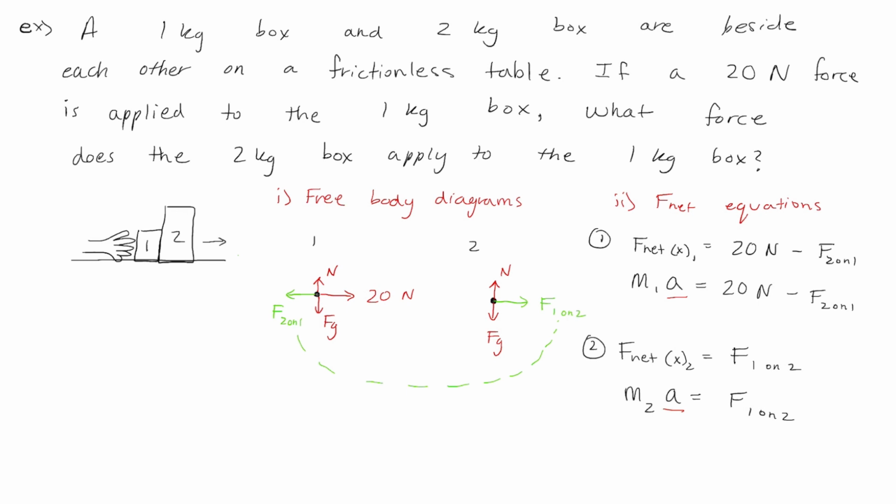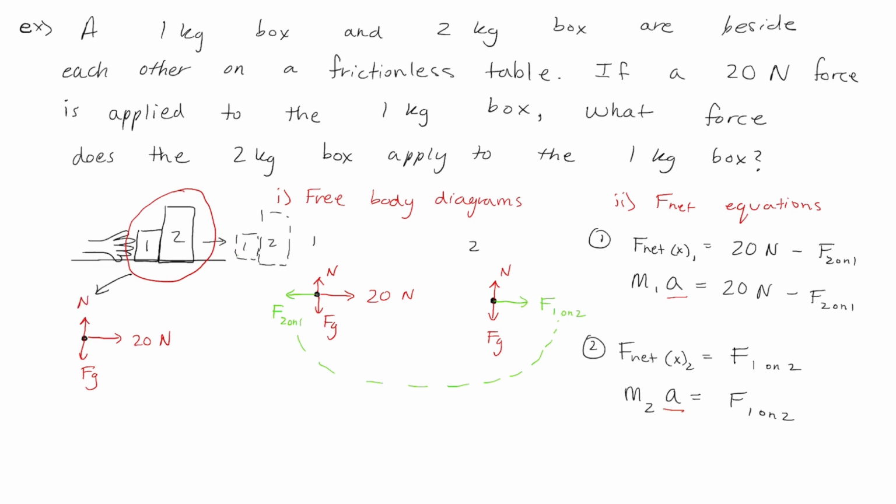And it's really important that you recognize that the acceleration for the 1 kilogram box and the 2 kilogram box will be the same because the two boxes are connected and they move together. And now since they move together, we can actually consider them as a whole. So why don't I draw a free body diagram considering the two boxes as one object?